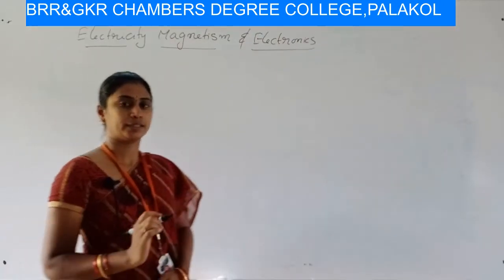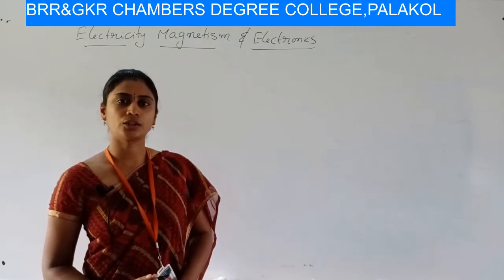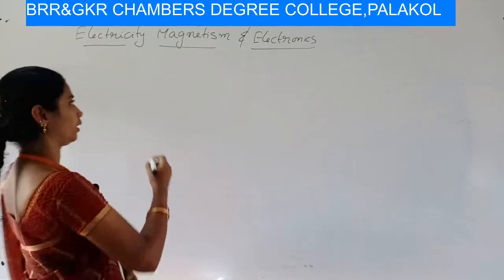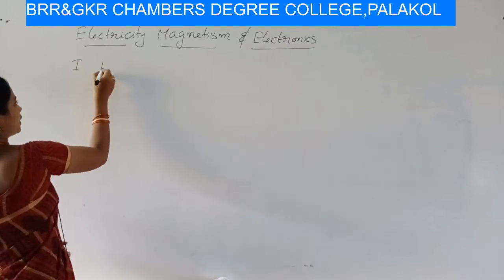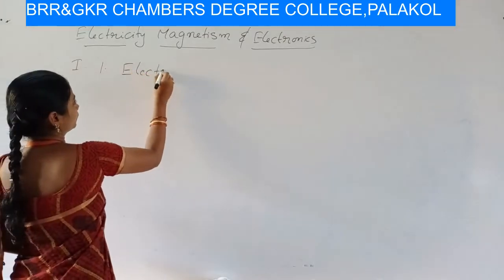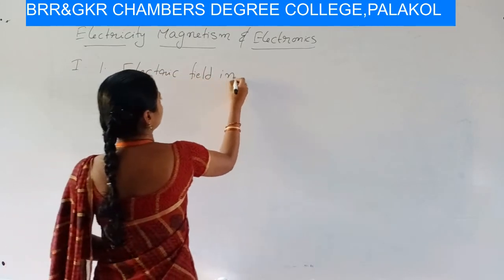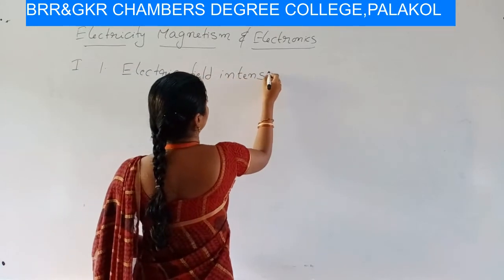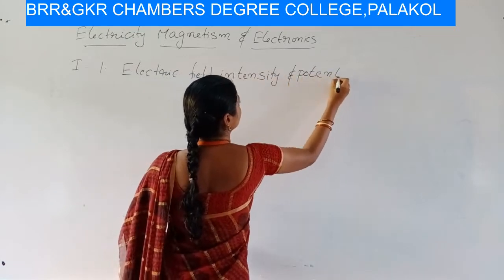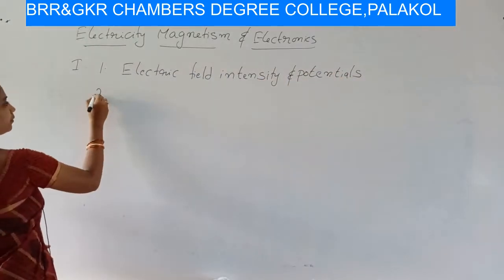In this paper, it contains 5 units. First 2 units contain 2 chapters and the last 2 units contain single chapters. First, we go for the chapter titles. In first unit, first chapter is Electric Field Intensity and Potentials. Second chapter is Dielectrics.